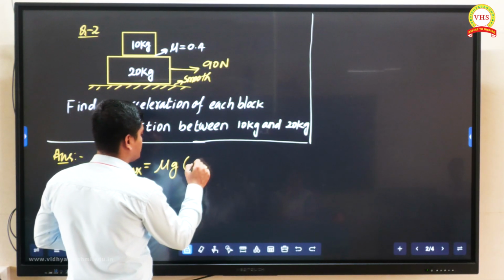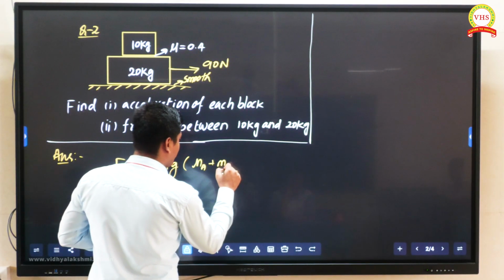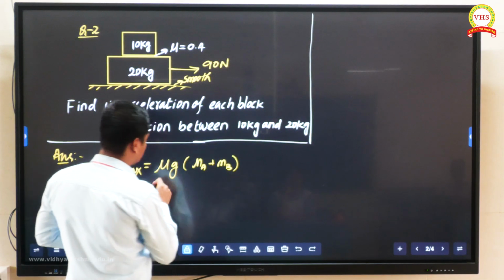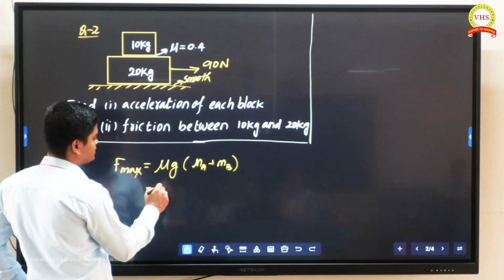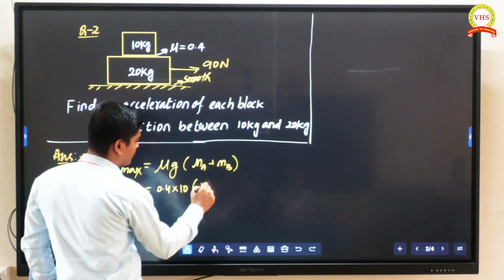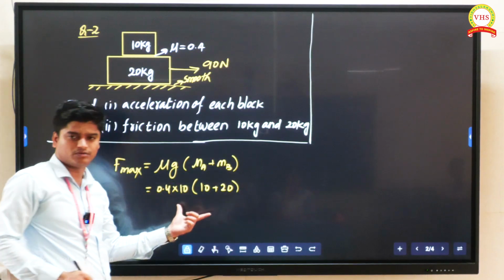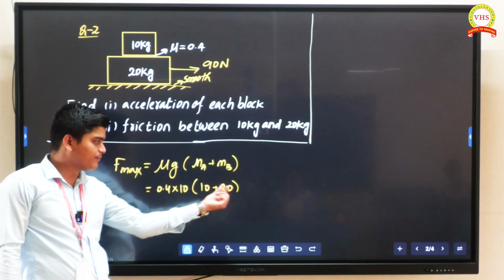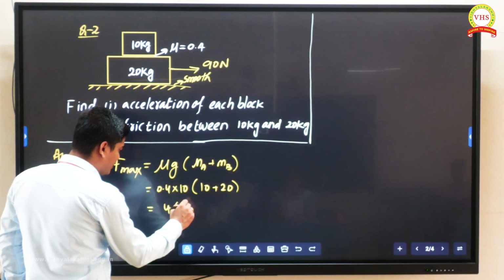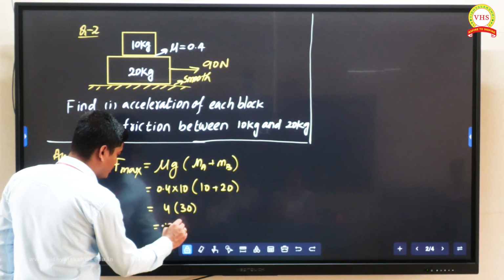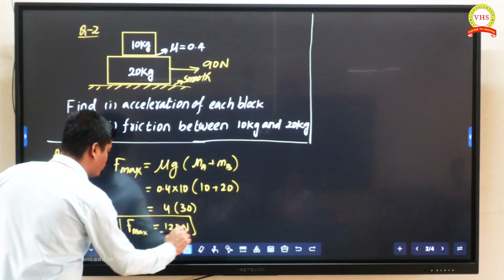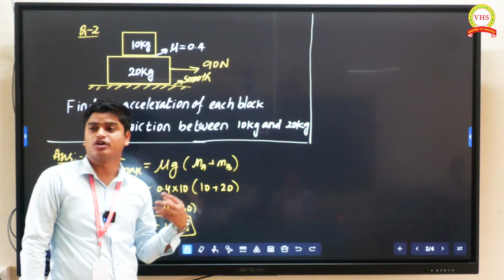Mu into g into (MA plus MB). This is the formula you already studied. Now mu is 0.4, g value 10, A value 10, B value 20. Yes or no? So 0.4 into 10 into (10 plus 20). How much will it come, check? This is 4 into 30, which means 120 Newton. That means your F max, the maximum force required to move them together, is 120 Newton.